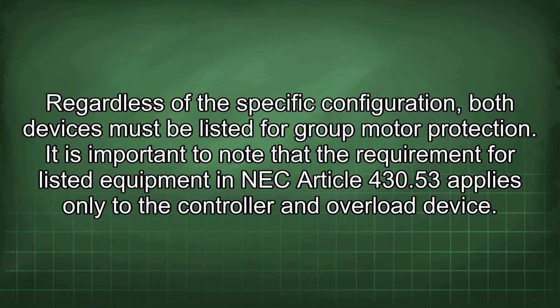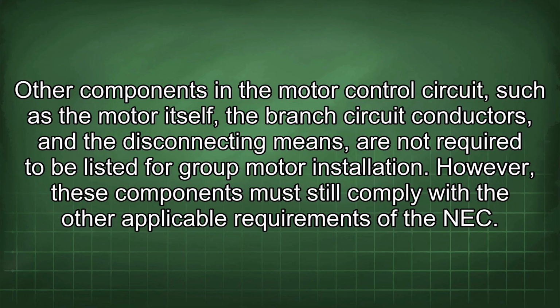It is important to note that the requirement for listed equipment in NEC Article 430.53 applies only to the controller and overload device. Other components in the motor control circuit, such as the motor itself, the branch circuit conductors, and the disconnecting means, are not required to be listed for group motor installation. However, these components must still comply with the other applicable requirements of the NEC.